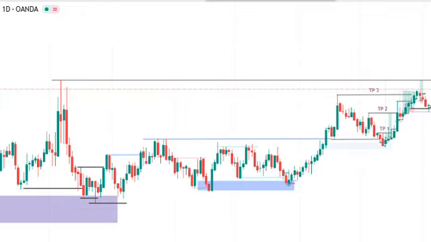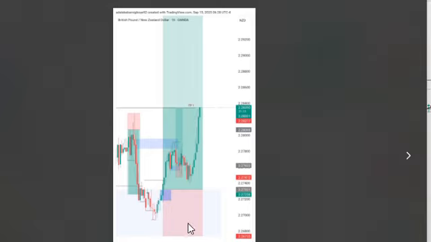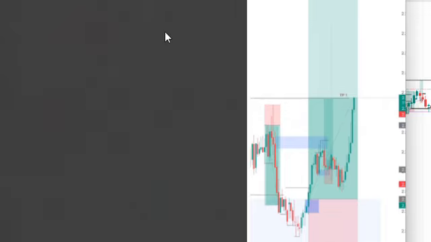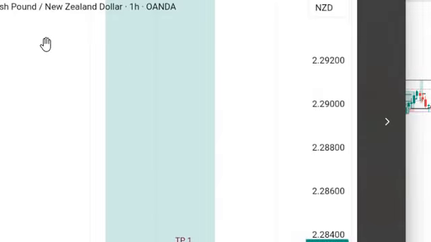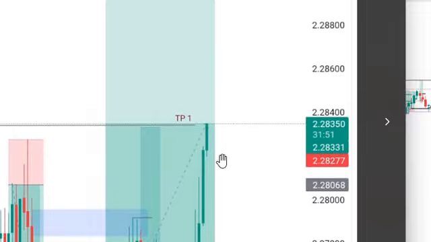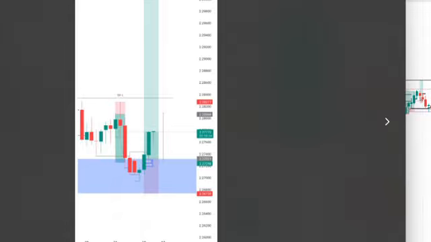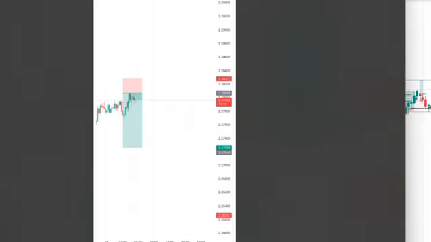So I will be deleting all the drawings here and starting afresh. But before that, let me show you some of the trades that I took. This is how it all began. GBPNZD, you can see it, GBPNZD right from here. This is when TP1 hits. This is how it all began. Yes, this is where we plan to enter. This is the first shot we took.